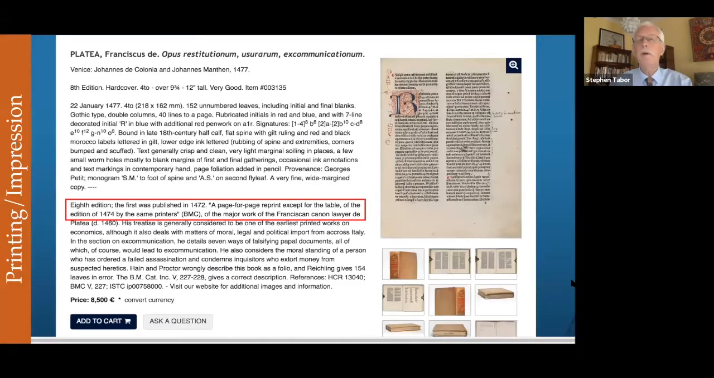The word reprint can also be confusing. The seller of an incunable from 1477 quotes the authoritative British Museum catalog, a page-for-page reprint of the edition of 1474. This doesn't mean the printers put the typesetting on a shelf and brought it back 3 years later for another impression. A clearer way to put this would have been a page-for-page resetting.